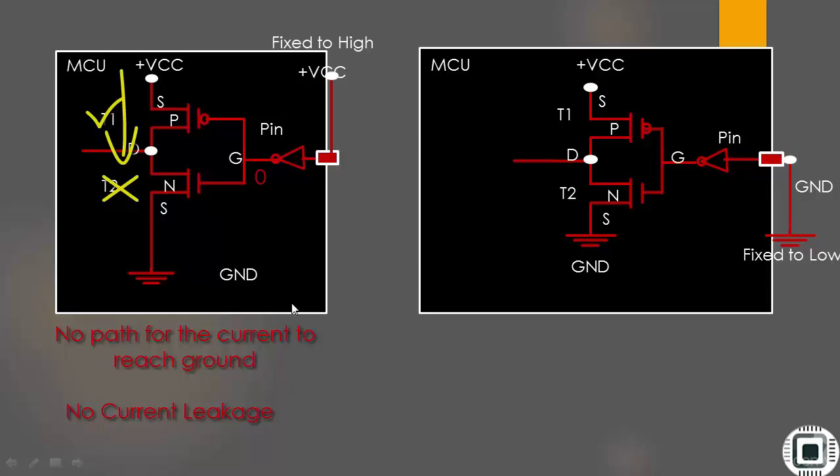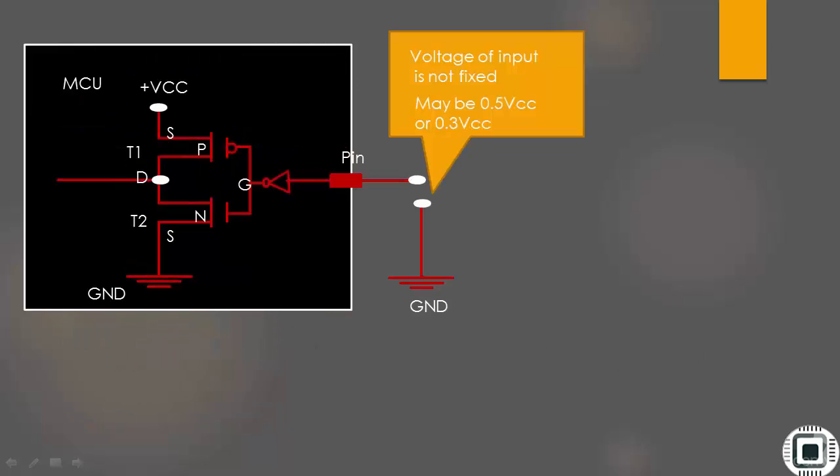Alright, again in this case, when the pin is fixed to low voltage, T1 is off and T2 is on, and still current from VCC cannot reach the ground. So in this case also there is no leakage. Let's come to the floating state. In this case, the pin input voltage is not fixed.